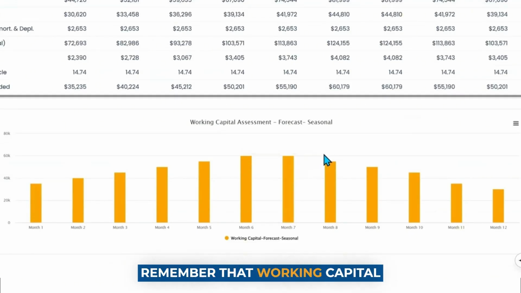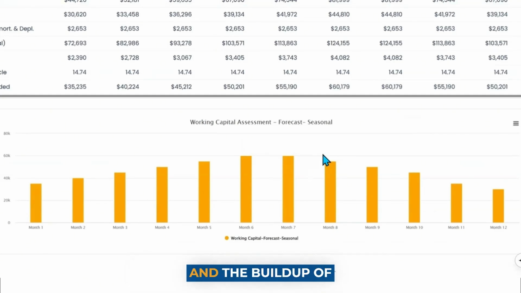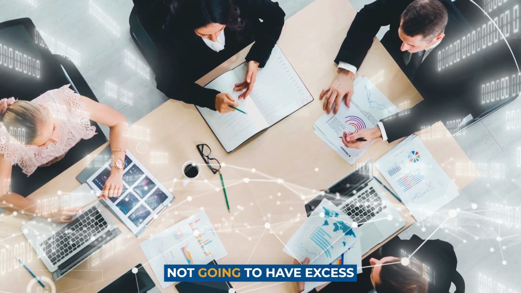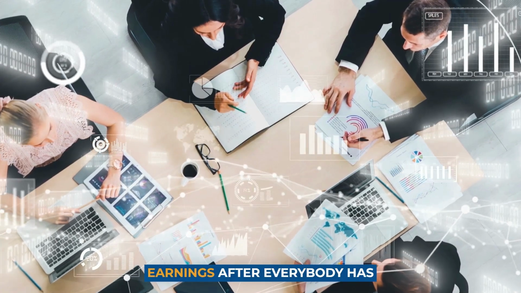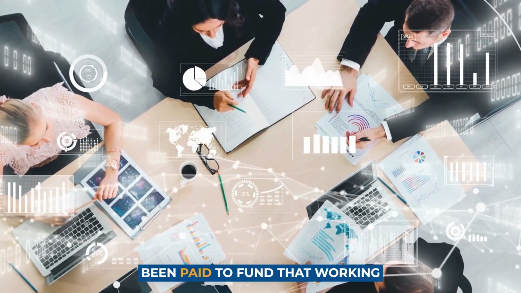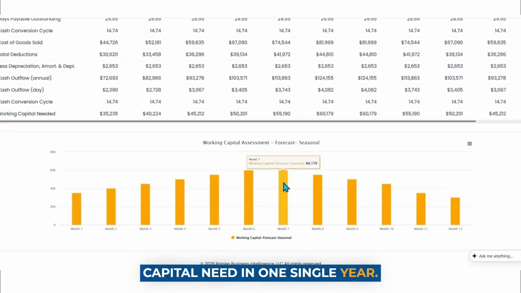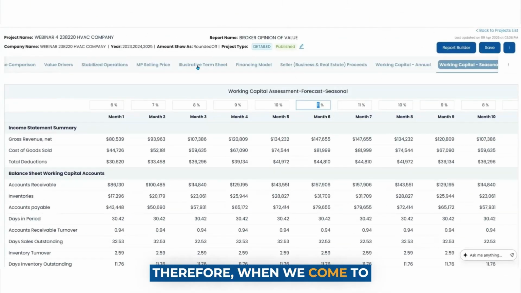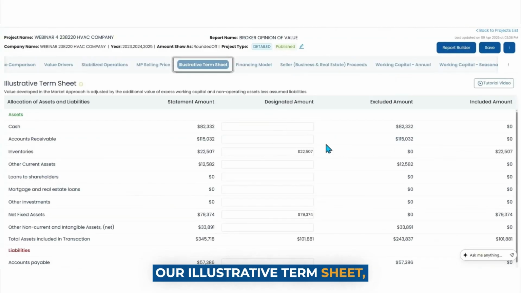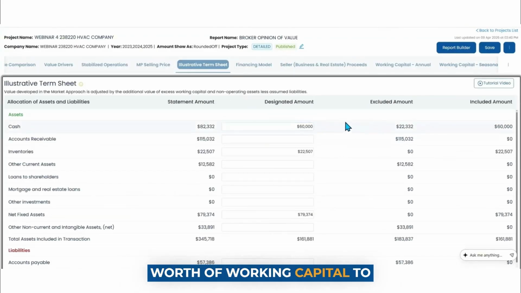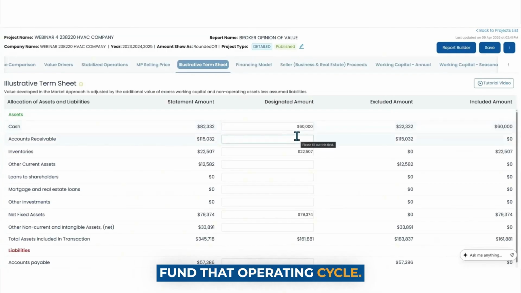Remember that working capital is that buildup of inventory, the maintenance of that inventory, and the buildup of accounts receivables. And the company is typically not going to have excess earnings after everybody has been paid to fund that working capital need in one single year. Therefore, when we come to our illustrative term sheet, in this case, I'm going to add $60,000 worth of working capital to fund that operating cycle.